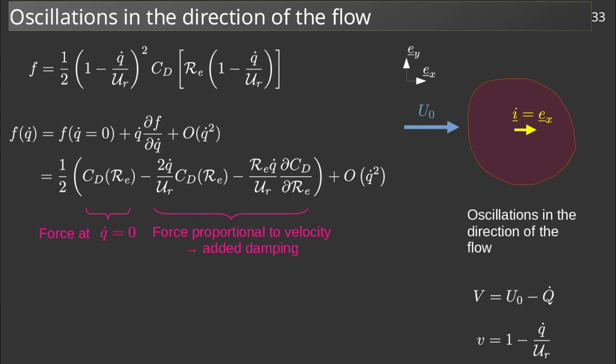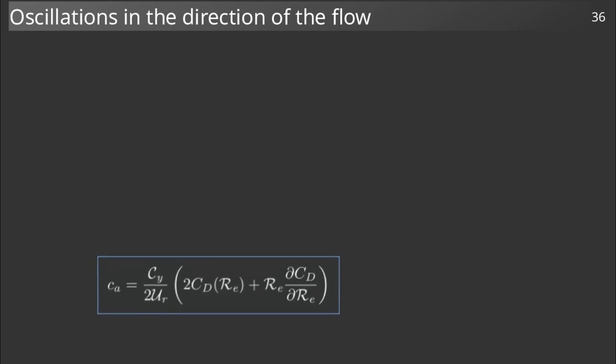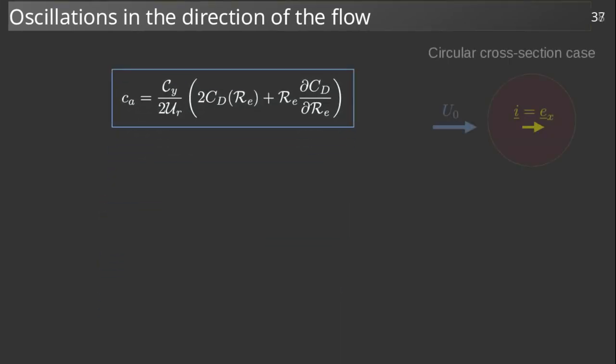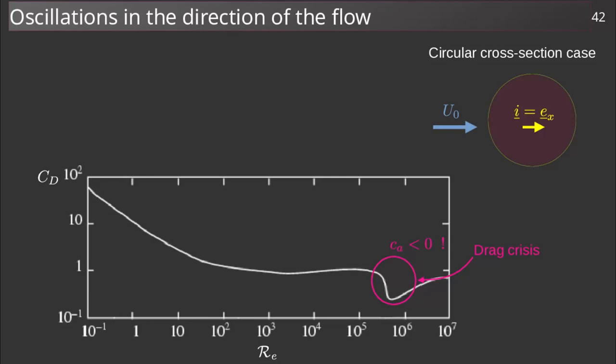These last two terms lead us to define an added damping which depends on the evolution of the drag coefficient with the Reynolds number. Let's see what this gives for the particular case of a circular section whose drag coefficient was described in a video on aerodynamics. Throughout the range of Reynolds number represented, there is a range of values where the negative slope is large enough that the damping coefficient can be negative. This is the range of values where the drag crisis occurs.